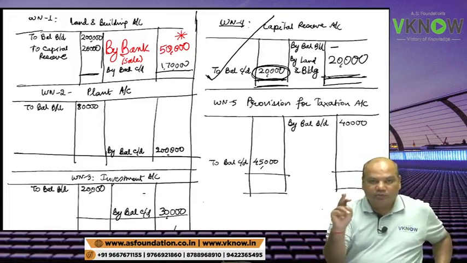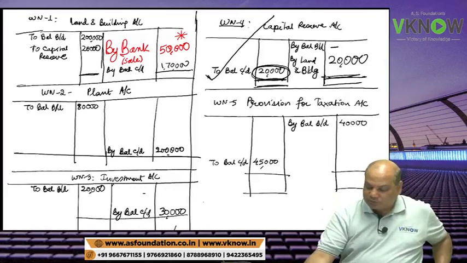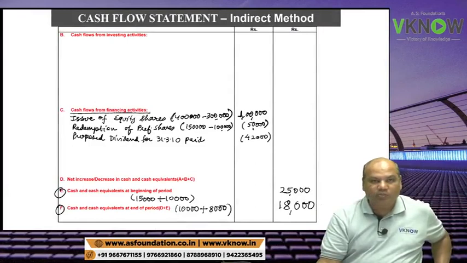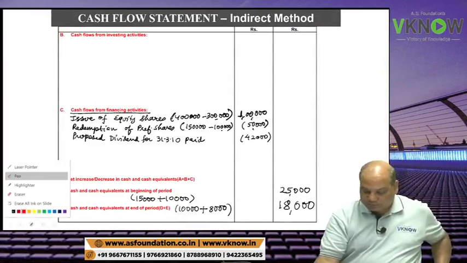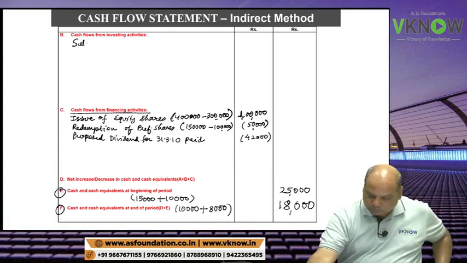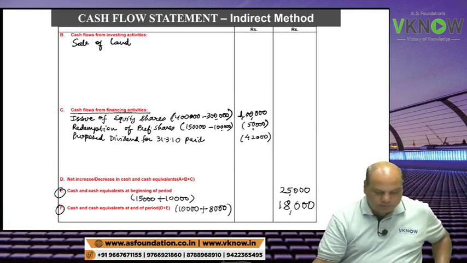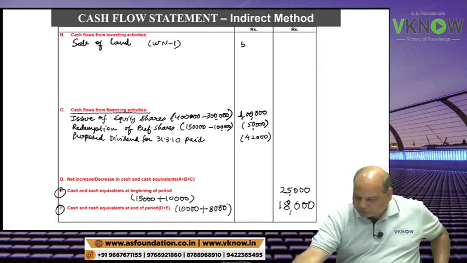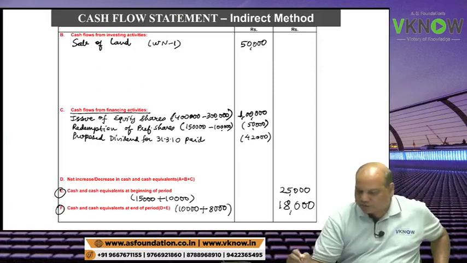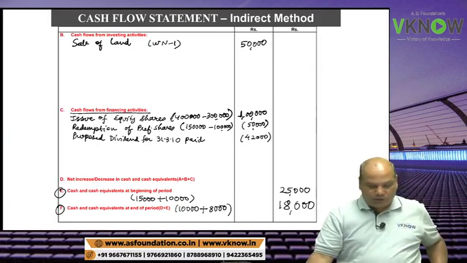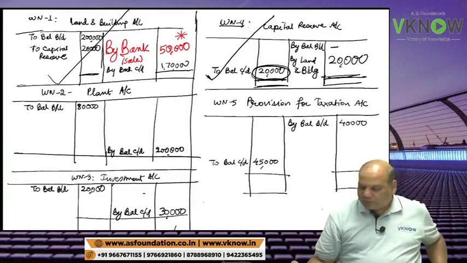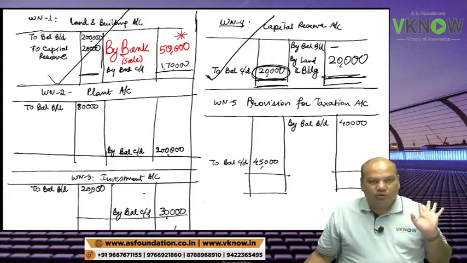So the moment you write by bank 50,000, immediately we will go to investing activity. Point number B, investing activity on the screen. Sale of land, in bracket working note 1. If somebody wants to check how it has come later on, you can refer working note 1, 50,000. So let us see whether land account is tallying. Yes, tick mark. 2 accounts we have closed.